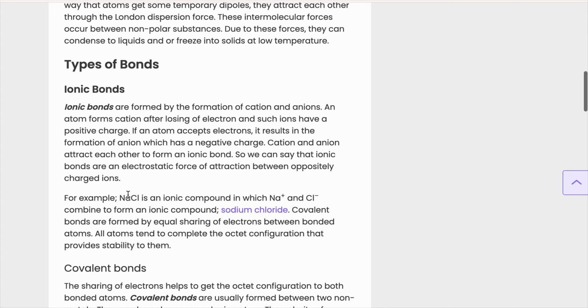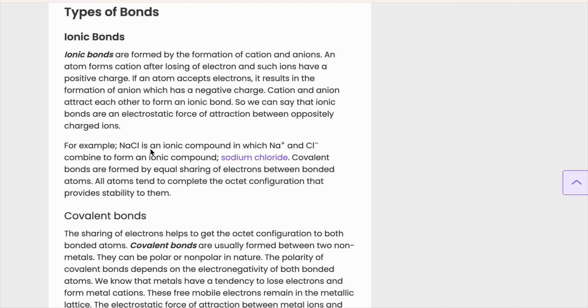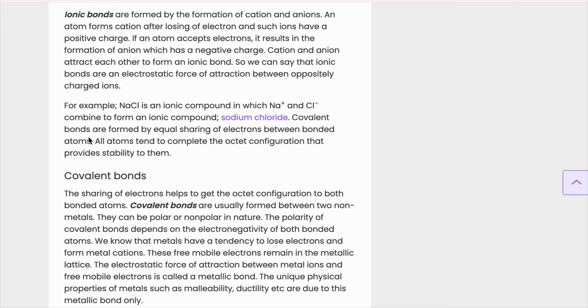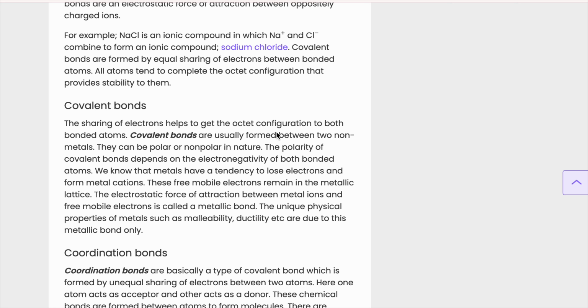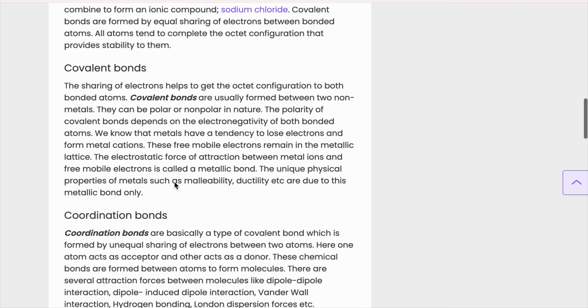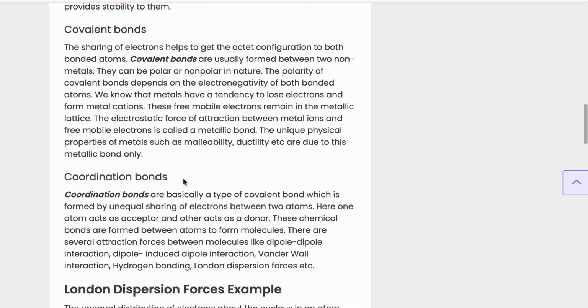Types of bonds: ionic bonds. Ionic bonds are formed by the formation of a cation and an anion. For example, NaCl is an ionic compound in which Na+ and Cl- combine to form an ionic compound. Covalent bonds are formed by equal sharing of electrons between bonded atoms. Covalent bonds are usually formed between two non-metals. They can be polar or non-polar. Coordination bonds.